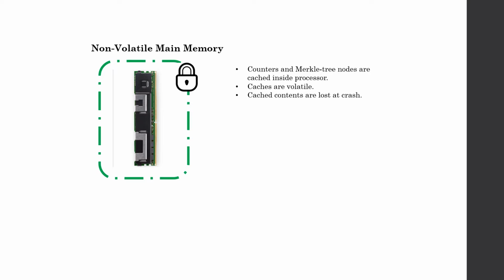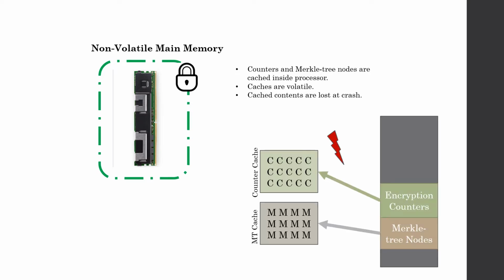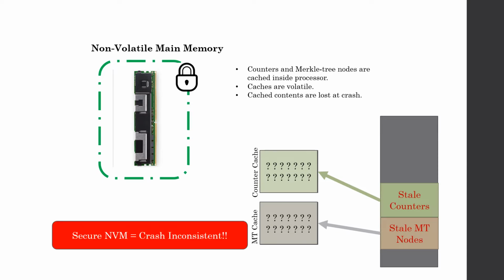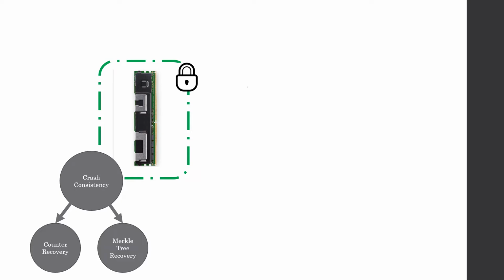But the counters and Merkle tree nodes are cached inside the processor. Since caches are volatile, cached contents are lost during a crash, leaving just some stale values in the memory. If we want to make our system crash consistent, we need to have a mechanism to recover the counters as well as recover the Merkle tree.